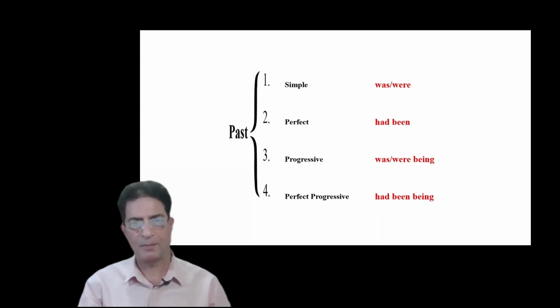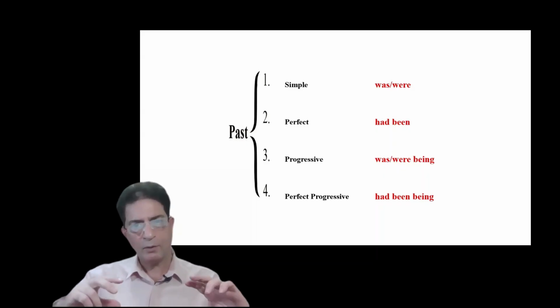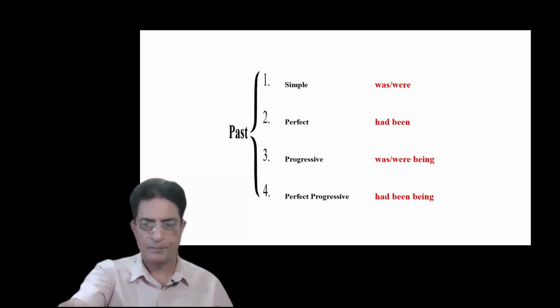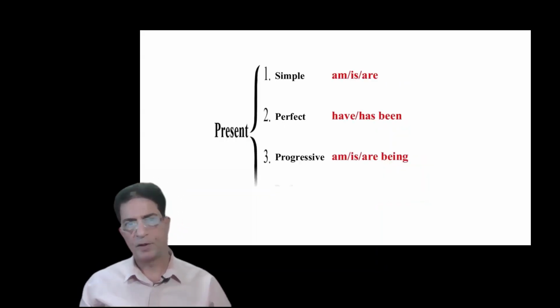You know how you make progressive or continuous tense, and then you have the combination of these two, perfect progressive, which would be had been being. All right, and then we have present, simple, perfect, progressive, etc.